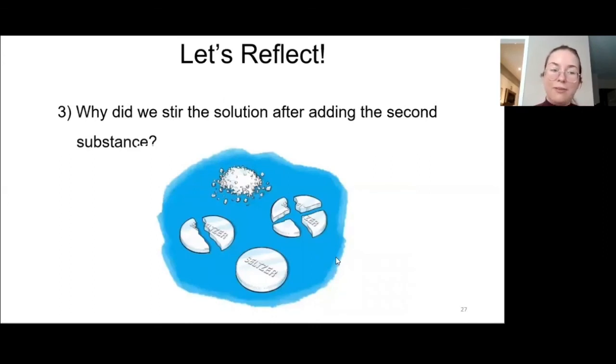And lastly, my final question is, why did we stir the solution after adding the second substance? And the answer is that when you stir the solution, it actually helps to break down the compound you're adding to the liquid. And it's also helping to make sure that the compound is evenly distributed from the top to the bottom of the glass. So this way, the way it settles down is not because of the order in which the compounds were put, but it's basically due to the properties and the interactions between both compounds.